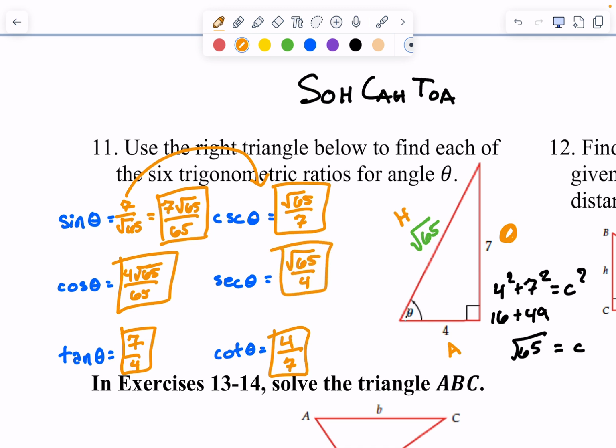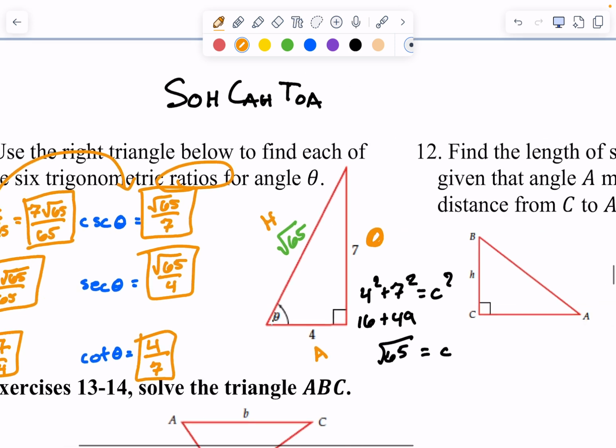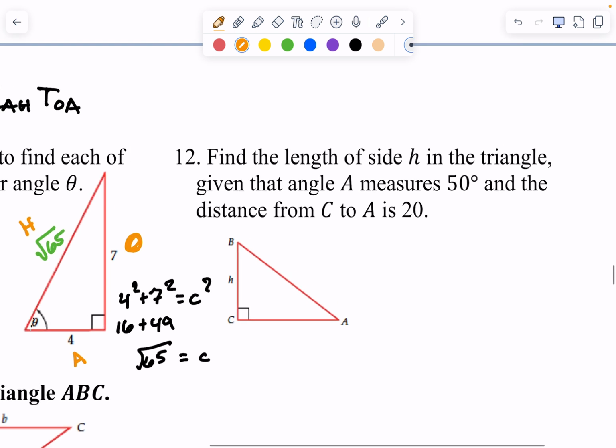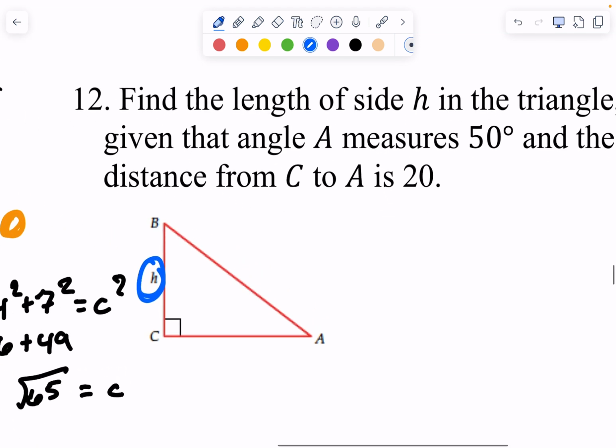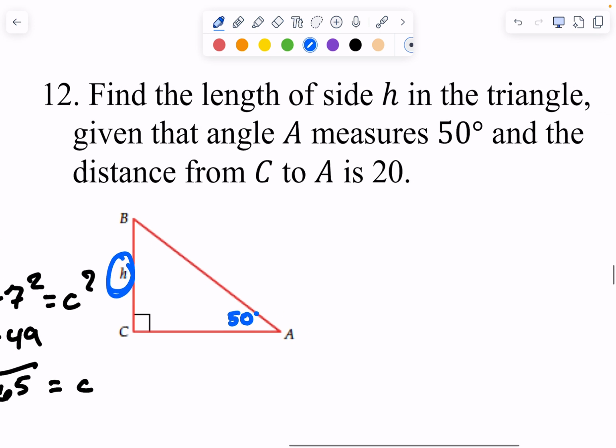Easy peasy. Those are ratios. When it says find the trig ratios, that means find the fractions. Now, number 12 is easier than that because we only have to use one trig function. It says find the length of side H. Given that angle A is 50 degrees, and the distance from C to A is 20.